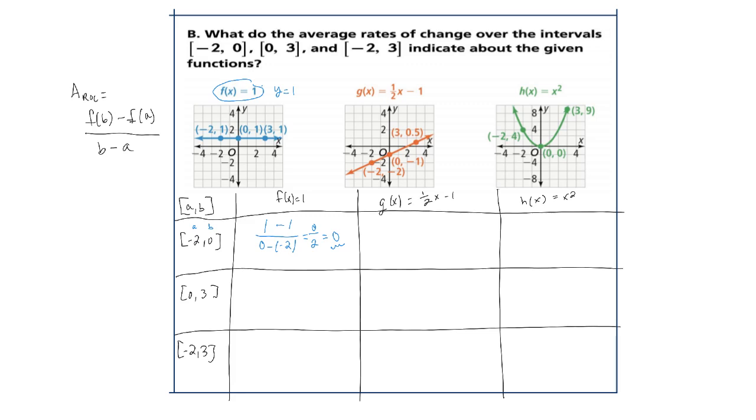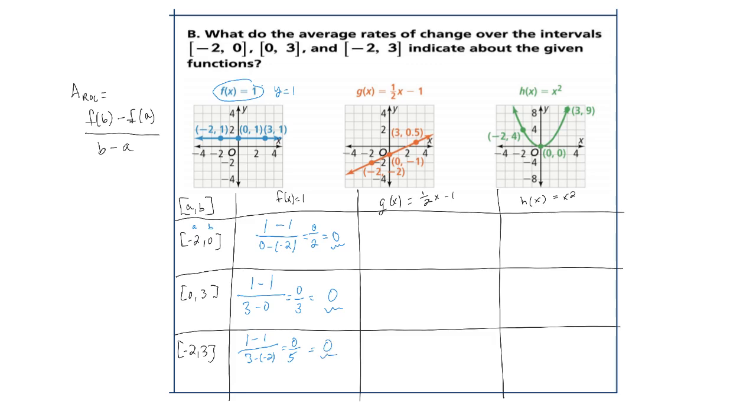All right, let's try from 0 to 3. Again, whether we substitute in 0 or 3, our y values are always going to be 1 because there's no x in the function. And then we have 3 minus 0, so you get 0 over 3, and again we get 0. And this should happen every time. For -2 to 3, it's going to be 1 minus 1 over 3 minus -2, so 0 over 5, and that is also 0.